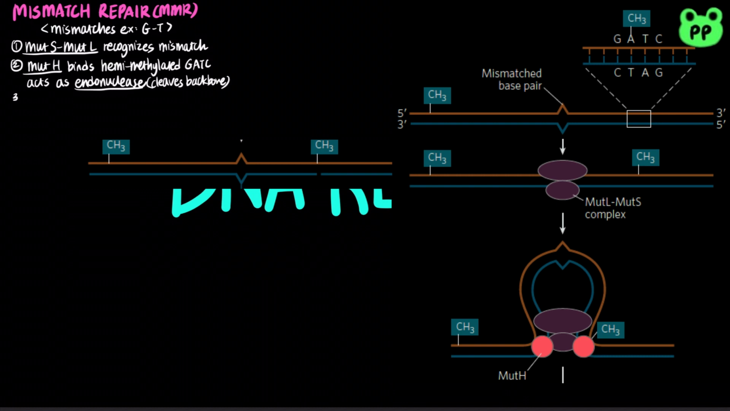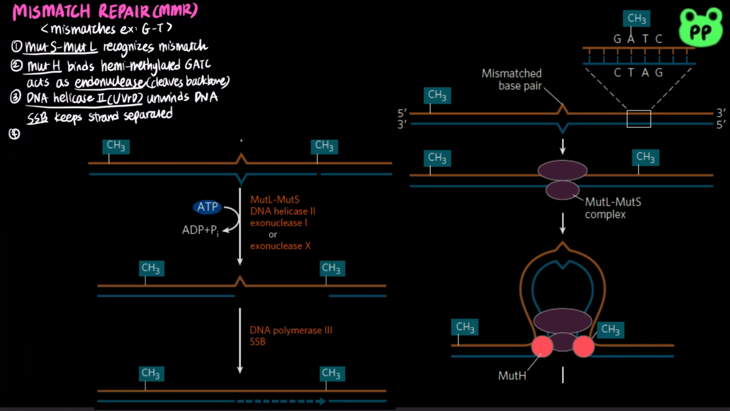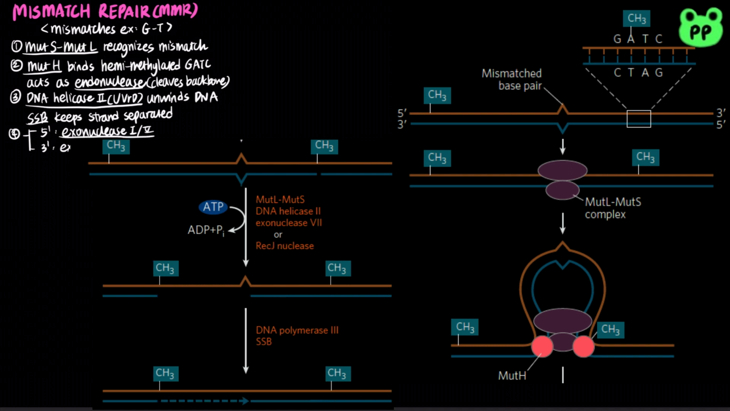mismatch site. DNA helicase 2, also known as UvrD, then unwinds the double helix. Single-strand binding protein, or SSB, then keeps the strands separated. Mismatches on the 5' side are degraded by either exonuclease 1 or exonuclease 5, whereas mismatches on the 3' side are degraded by either exonuclease 7 or RecJ nuclease. DNA polymerase 3 fills the resulting gap and DNA ligase seals the nick.